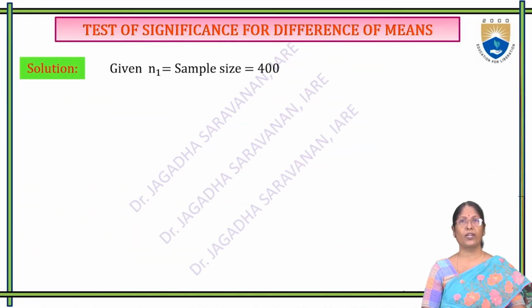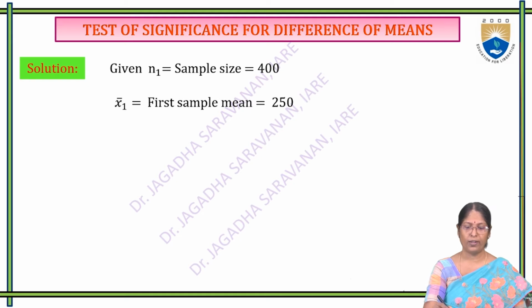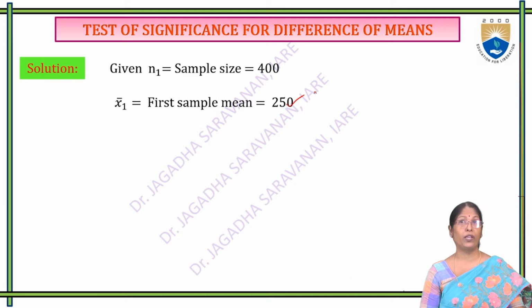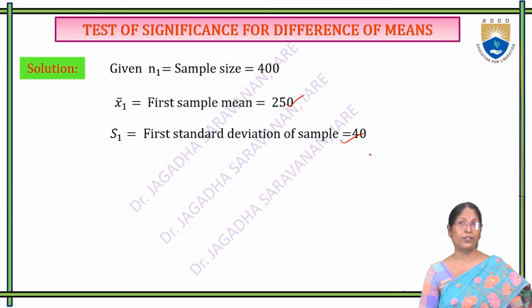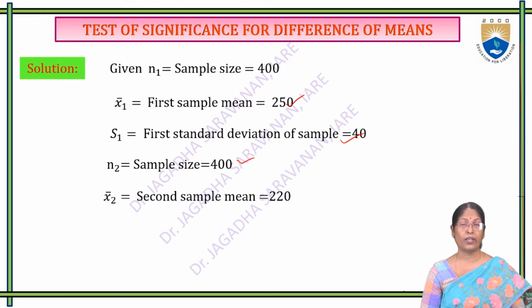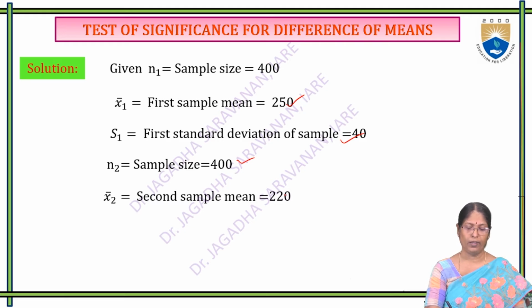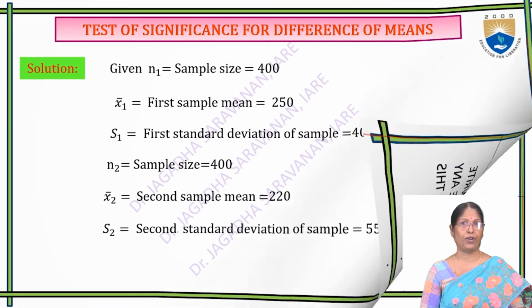So now the solution. N1, the sample size, equals 400. X1 bar, the first sample mean, equals 250. S1, the first sample standard deviation, equals 40. Next, N2 equals 400. X2 bar, the second sample mean, is 220. S2, the second sample standard deviation, is 55.